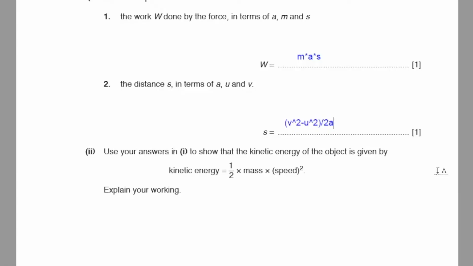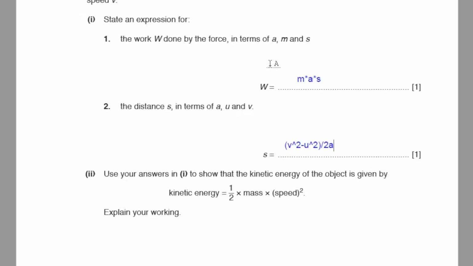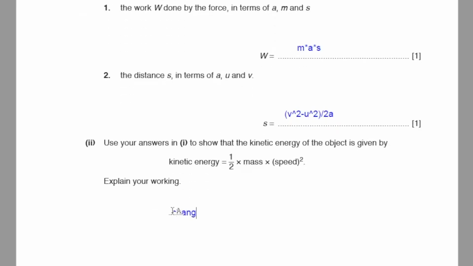Part 2, use your answers in Part 1 to show that the kinetic energy of the object is given by kinetic energy is equal to half into mass into speed square. Explain your working. So the energy required to change the kinetic energy of the car from speed u to v is the work done by the force F. So I'll be writing this. Change in kinetic energy of the car is equal to work done by force F. Now change in kinetic energy is equal to work done by force F. Work done by force F is mass into acceleration into distance s.